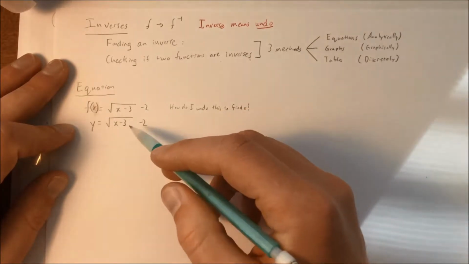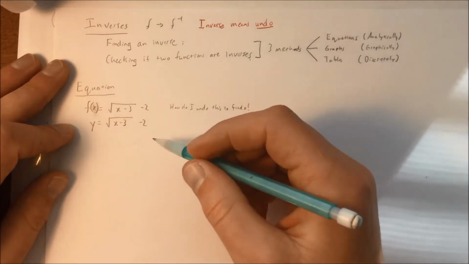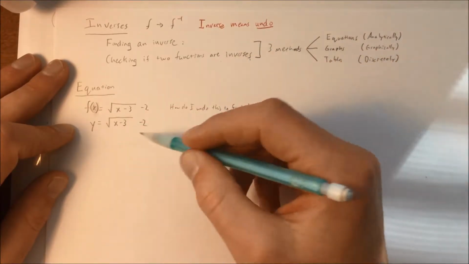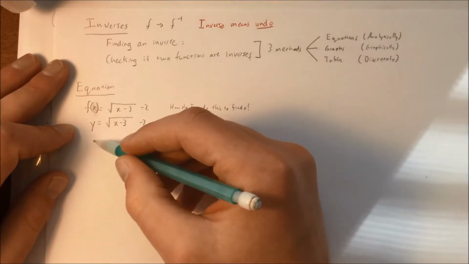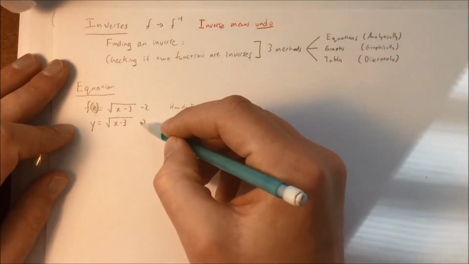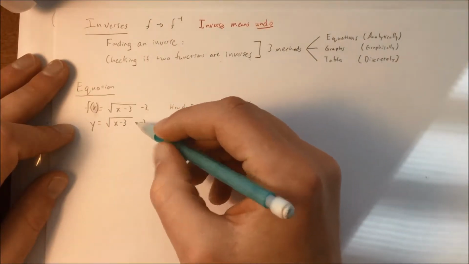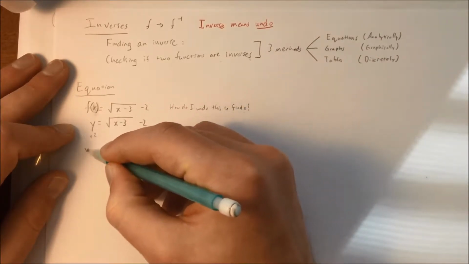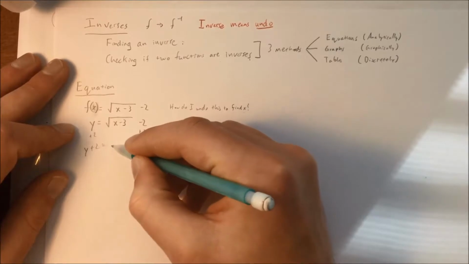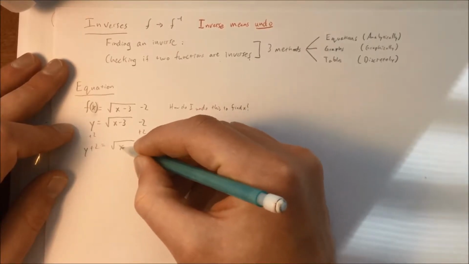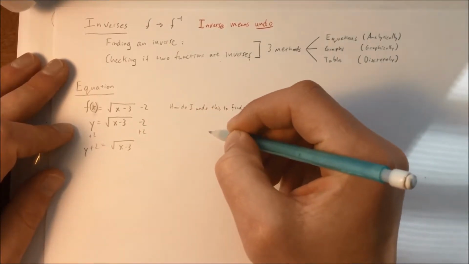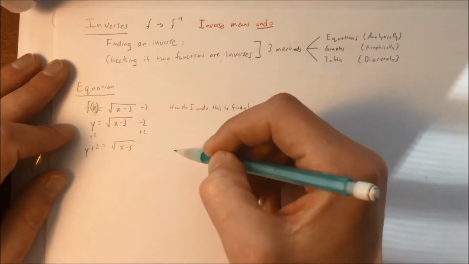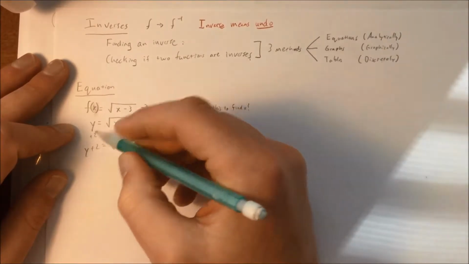Now some people say switch the x and y and solve for y. Either way, it's the same process. I'm just going to solve for x. So I'm going to say, first thing to solve for x, I'm going to get rid of this 2 here. I'm going to add 2 to both sides. y plus 2 is equal to the square root of x minus 3. Next thing I'm going to do is, because I've got to get rid of the square root right here, I'm going to square both sides.